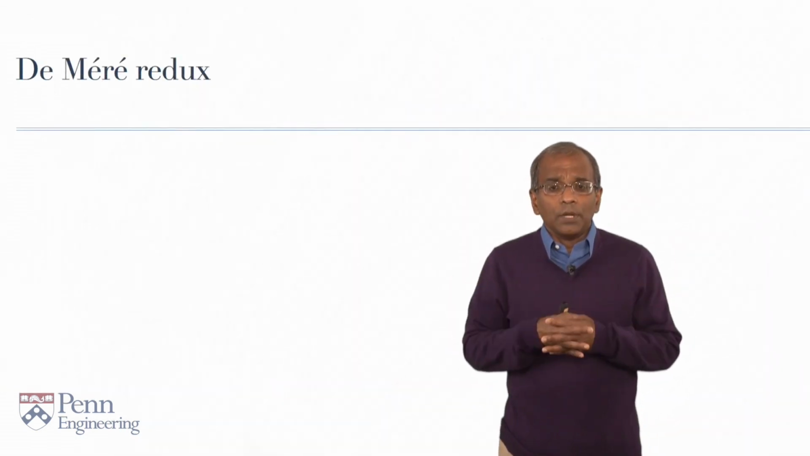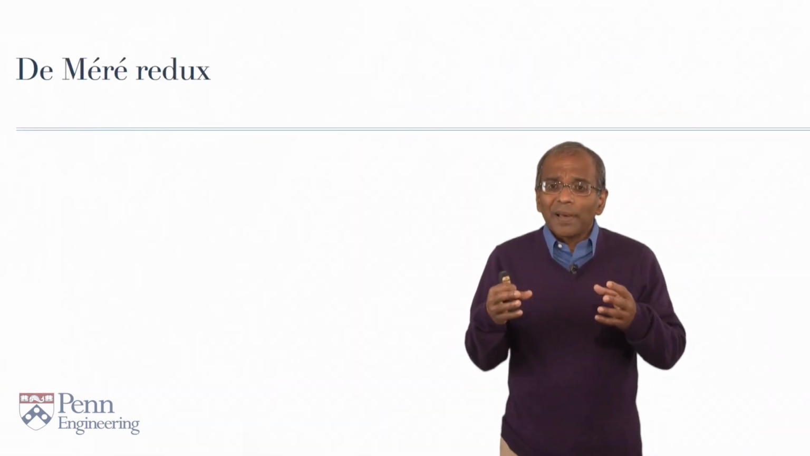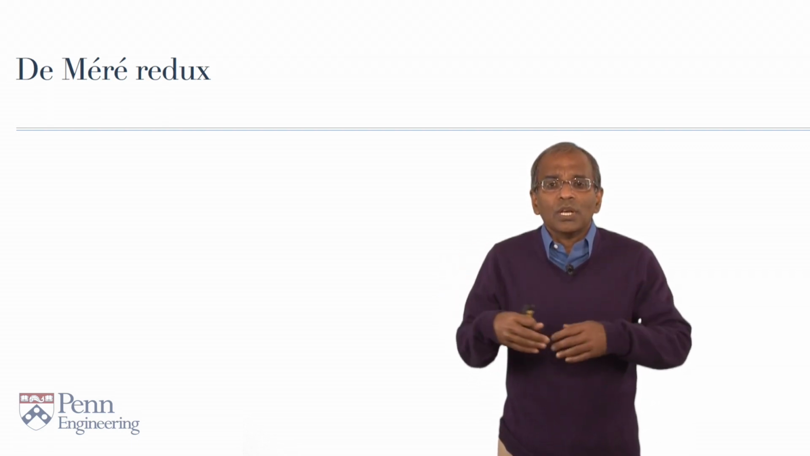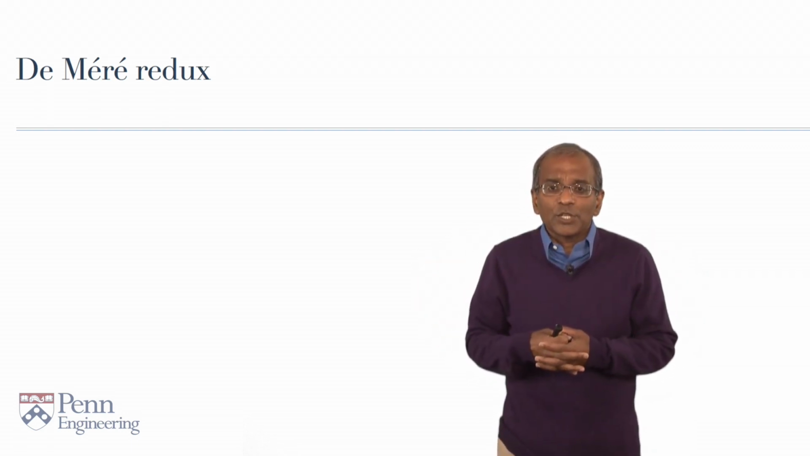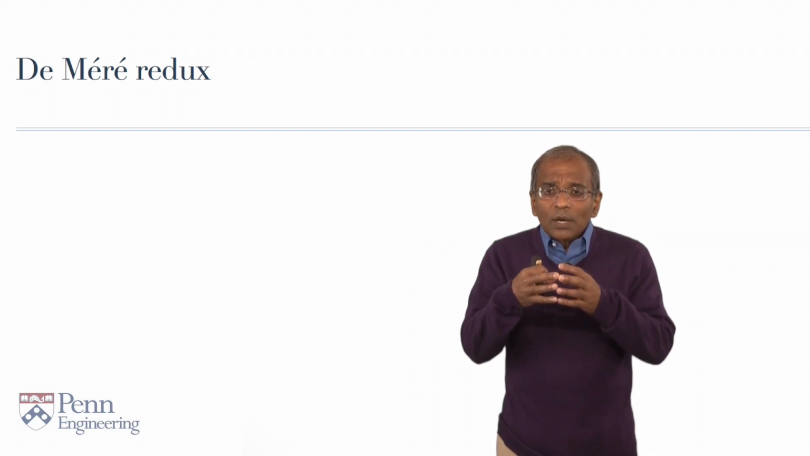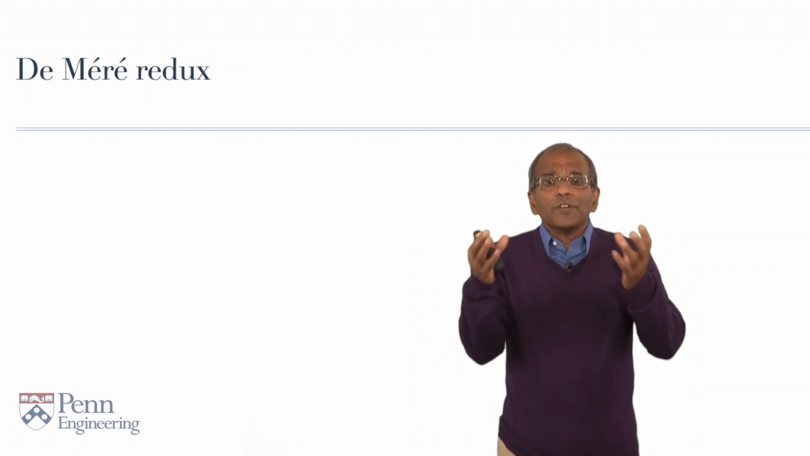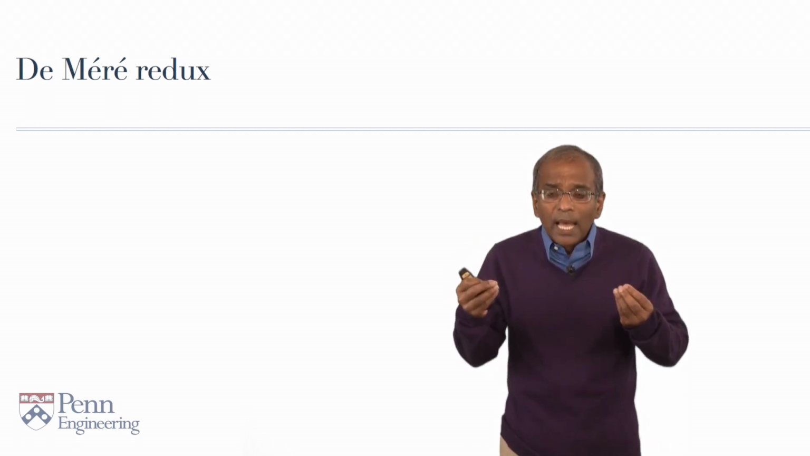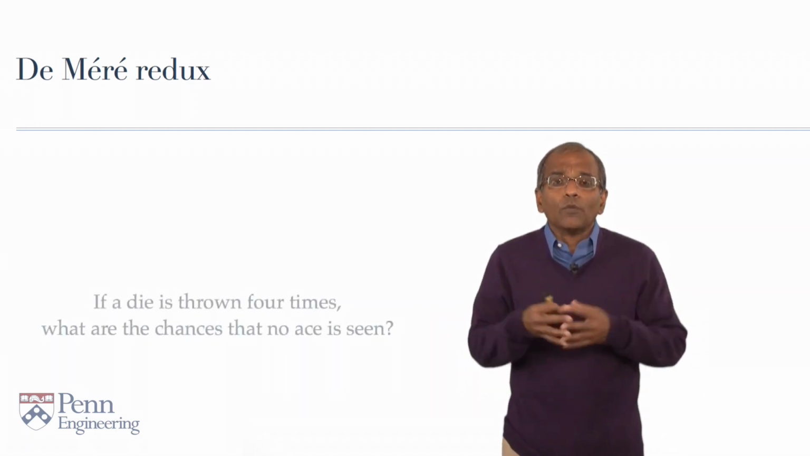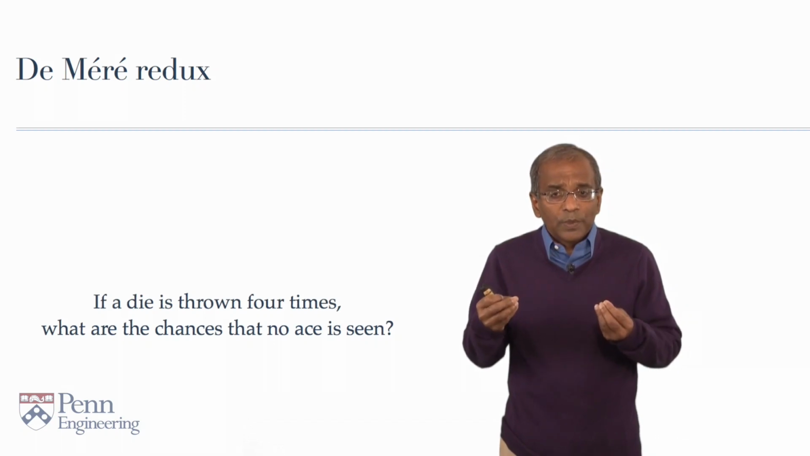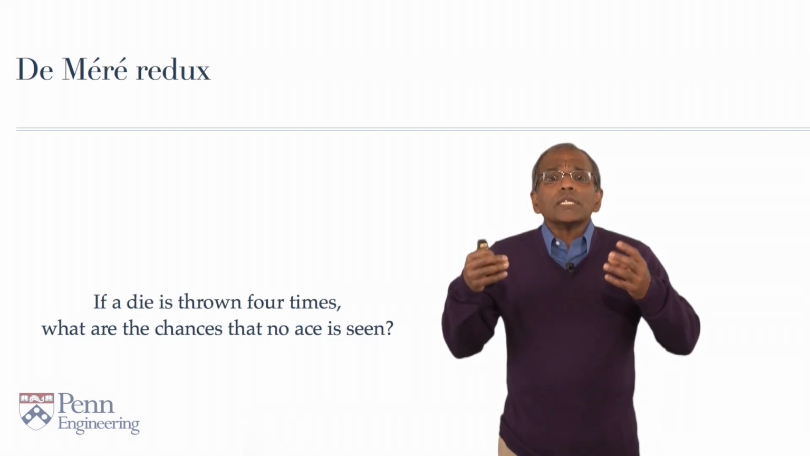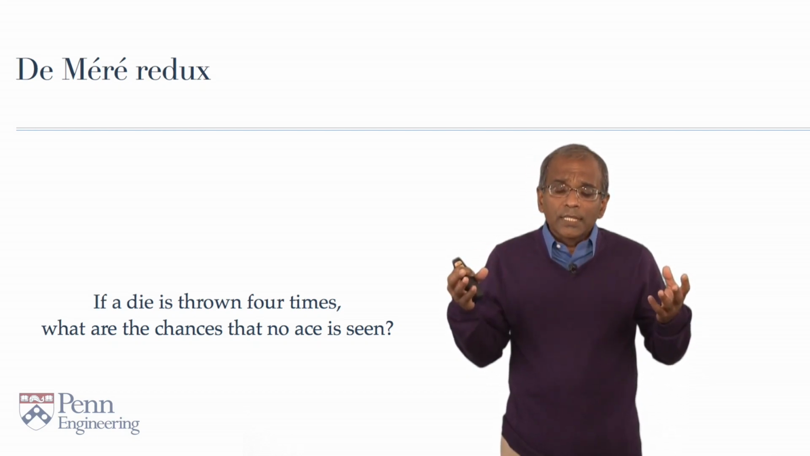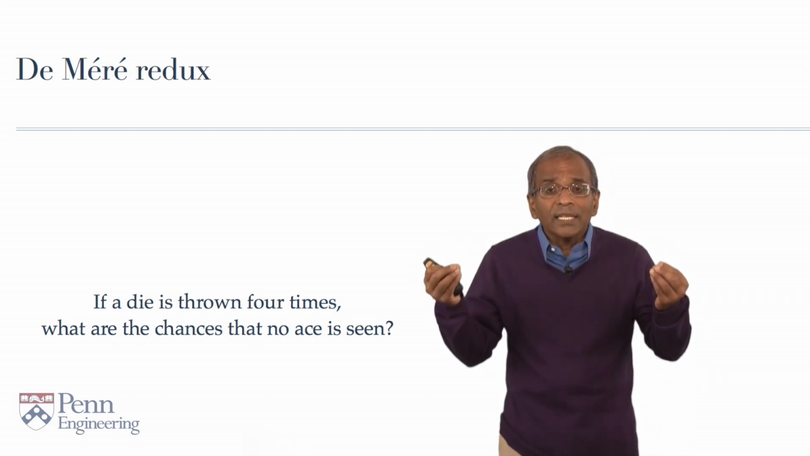The first example we looked at dated back to the awakening in 17th century Europe in the glittering salons running from Paris through Vienna to Prague. And we posited as our first problem the problem posed by Chevalier de Méré, and here is one of the two problems that he posed. Suppose a die is thrown 4 times. What are the chances that no ace is seen?